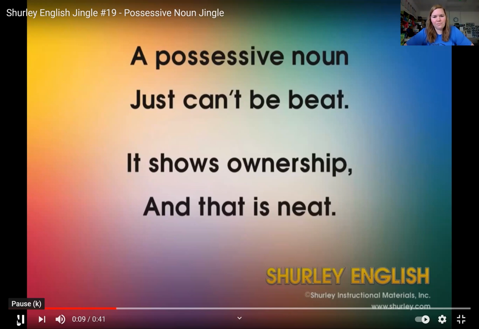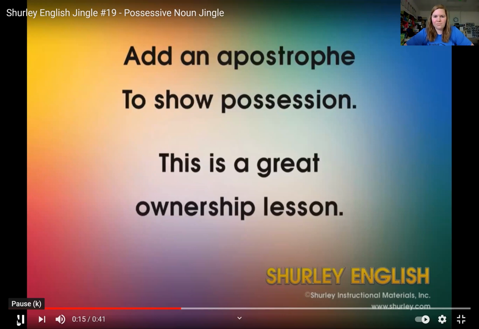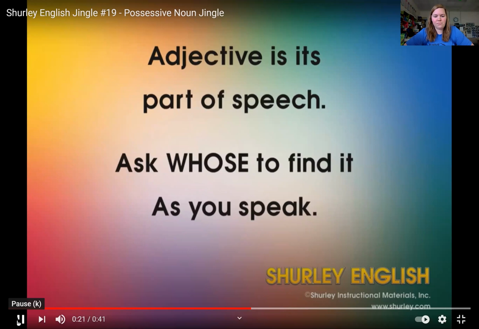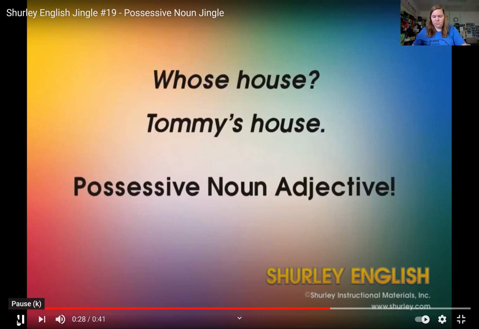A possessive noun just can't be beat. It shows ownership and that is neat. Add an apostrophe to show possession. This is a great ownership lesson. Adjective is its part of speech. Ask whose to find it as you speak. Whose house? Tommy's house. Possessive noun adjective.